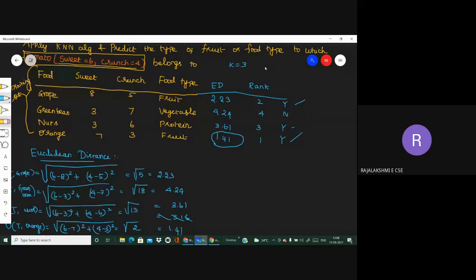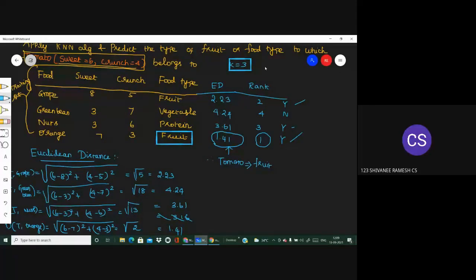So you will be considering this tomato as fruit. In case k value is given, that is used. If k value is not given, then the minimum value will be taken, that is the one which has rank 1. So 1.41 is the minimum value, which gives the result as fruit. Therefore, you can consider a tomato as what?